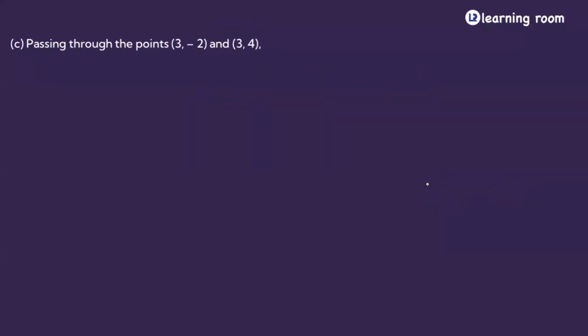Next, do this. Quick. M is equal to y2 minus y1 divided by x2 minus x1. So y2 minus y1 is 6, divided by x2 minus x1 which is 0, which will be undefined. So this is a line which is parallel to the y-axis. It will not be the y-axis. Y-axis means x is equal to 0.